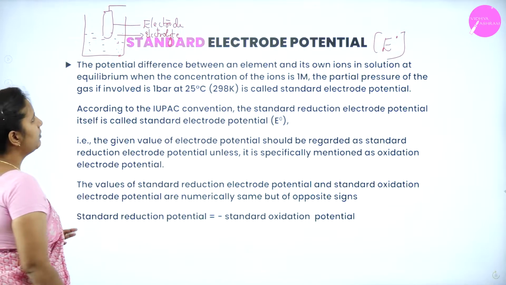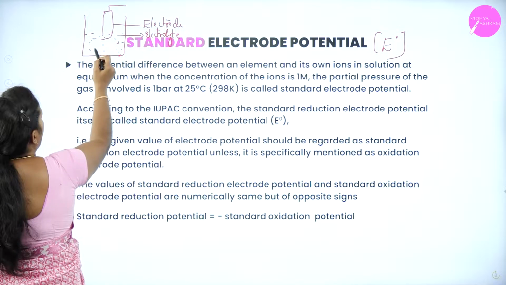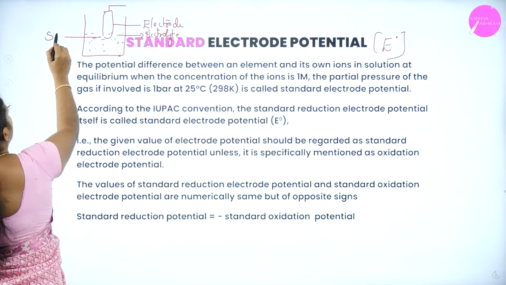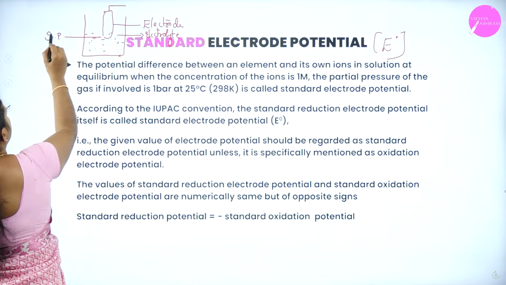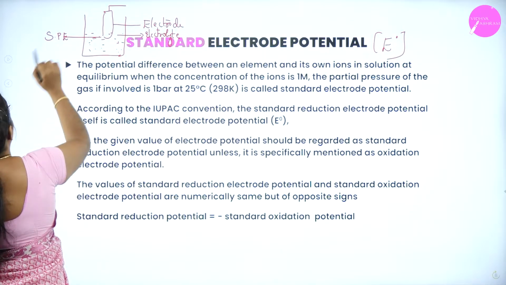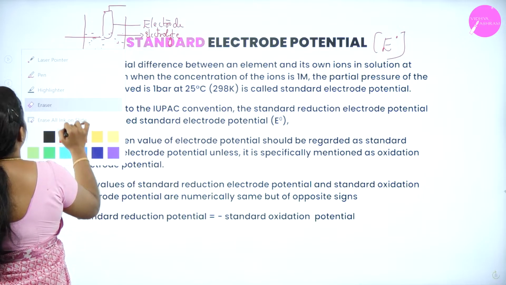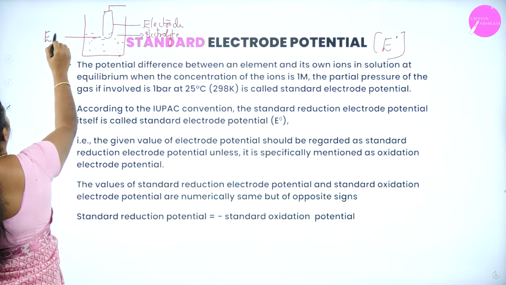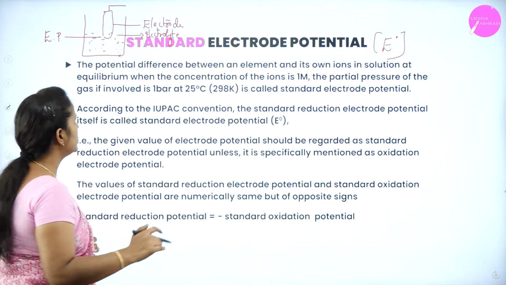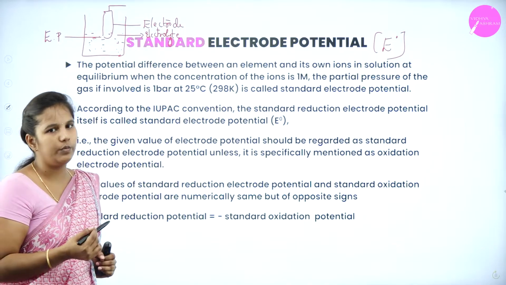The potential difference which exists between the electrode and its ions is known as the electrode potential. What is electrode potential? It is the potential difference which exists between the electrode and its own ions at equilibrium.